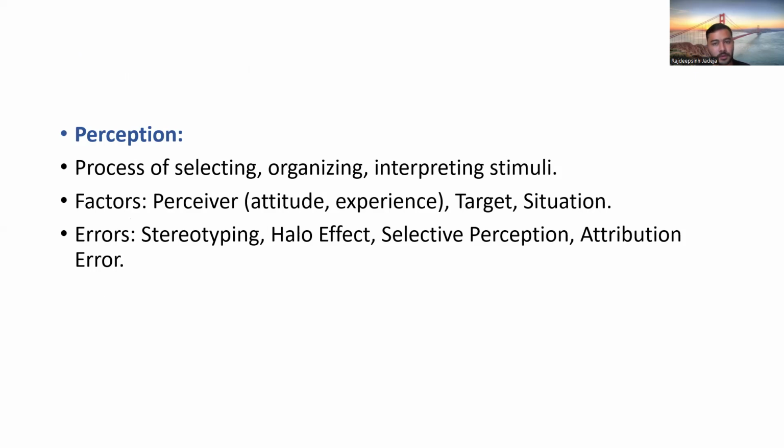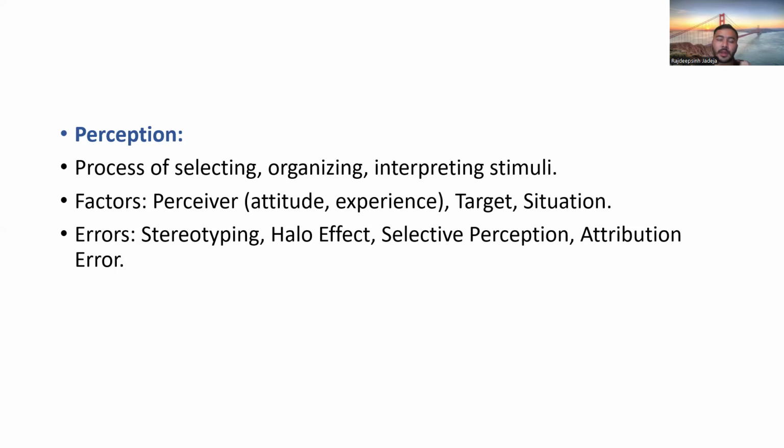Factors are the perceiver, meaning the person who is seeing things, his or her attitude and experience. The target, he or she is looking at the situation in which he or she is in. And the errors are like stereotyping. If someone is stereotypical, then he probably sees a positive situation as a negative situation.